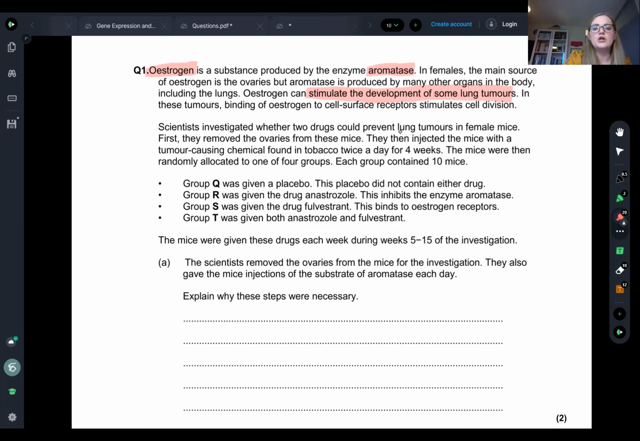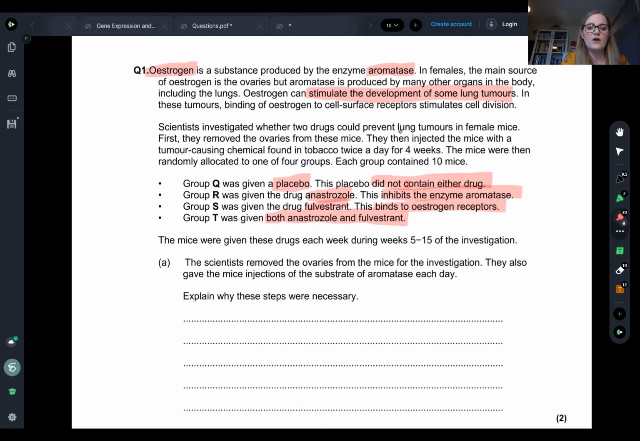So we had group Q, and they were given the placebo. I'd highlight that straight away, that we're talking about placebo here. In this situation, placebo did not contain either drug. Group R was given anastrozole, and this inhibits the enzyme aromatase. S was given fulvestrant. This binds to estrogen receptors. And group T was given both drugs. So that's really important to note as well. The mice were given these drugs each week during weeks 5 to 15 of the investigation.